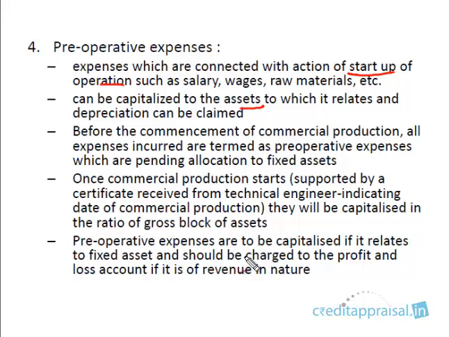Pre-operative expenses are to be capitalized if they relate to a fixed asset, and should be charged to the P&L account if they are revenue in nature. This exact accounting part is something you need not worry too much about. It might seem a bit advanced to you, but understand that preliminary expenses are different and pre-operative expenses are different.